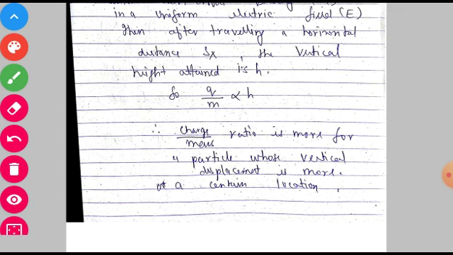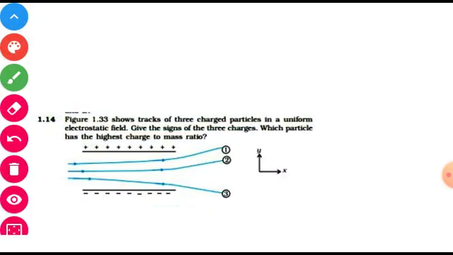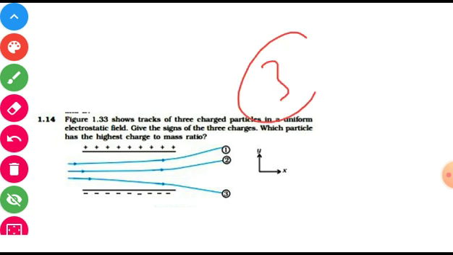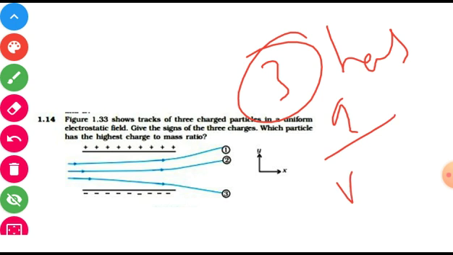In the given question, carefully observe this charged particle 3, having the highest vertical displacement of all the three. Hence, charged particle 3 has the maximum q by m ratio.